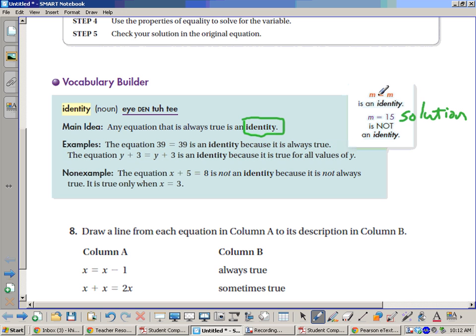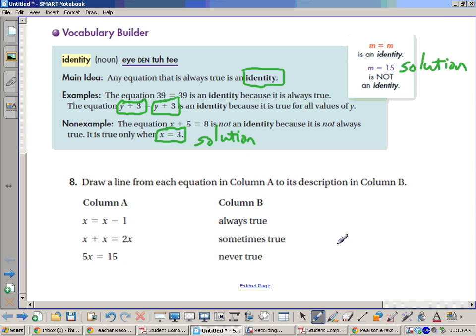So it's an identity if we have two equal things. Down here I have a couple examples. The equation 39 equals 39 is an identity, just like m equals m, because they're the same thing. This also is an identity. Y plus 3 equals y plus 3. It's the same thing, so that's considered an identity, and it's true for every y that you could put a number in here for. Down here, x plus 5 equals 8 is not an identity. It's going to give you a solution of x equals 3. So we get a solution, which is not an identity.